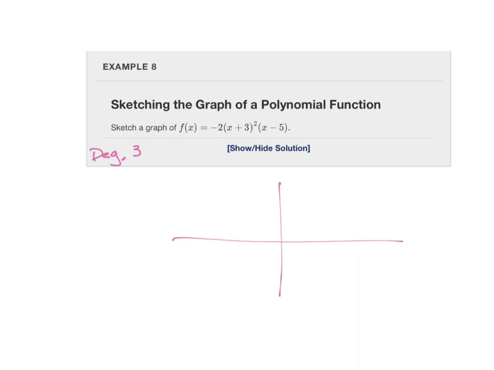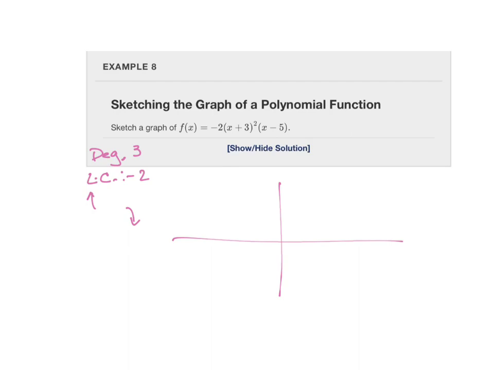How do you know for sure which way these go? What's your leading coefficient here? Negative 2. Yeah. A is negative 2. So now it's odd and negative. So what's about to happen? It's going to go up on the left, down on the right. Y'all seeing what I'm saying?